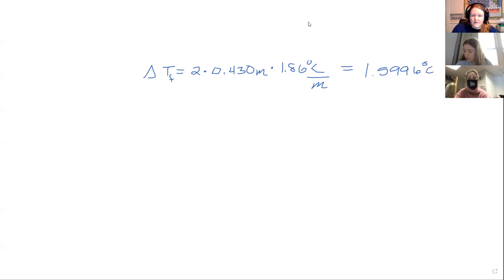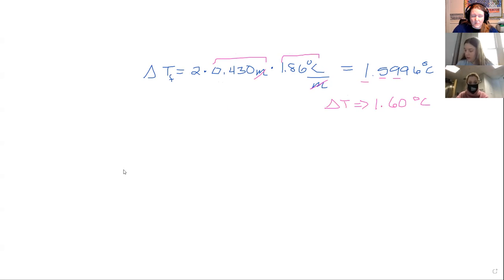The reason for that is because we've set everything up so that's the only unit that won't cancel. Molality cancels. There's no unit for the number of particles, it's just a number. So we're left with degrees Celsius. Then we have 3 sig figs here and also 3 from our reference value, so 1, 2, 3. So what's the final answer going to be? 1.60. Bingo. That's degrees Celsius, our change in temperature.